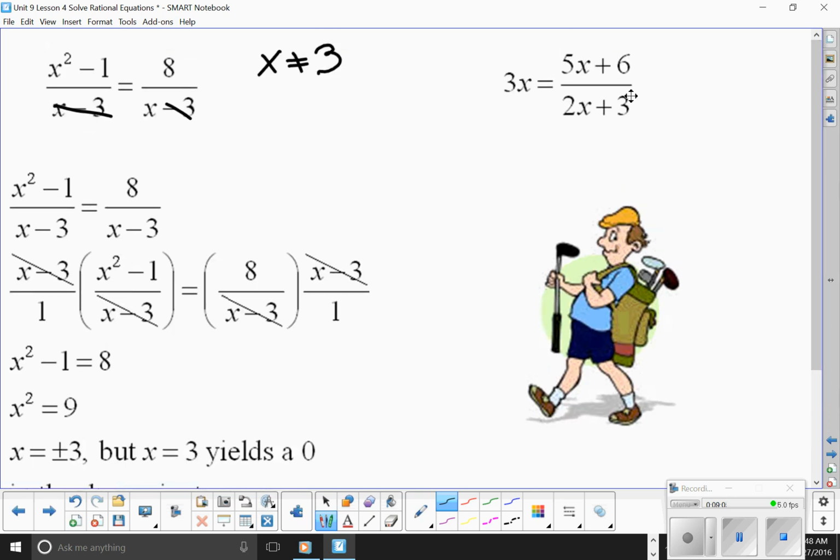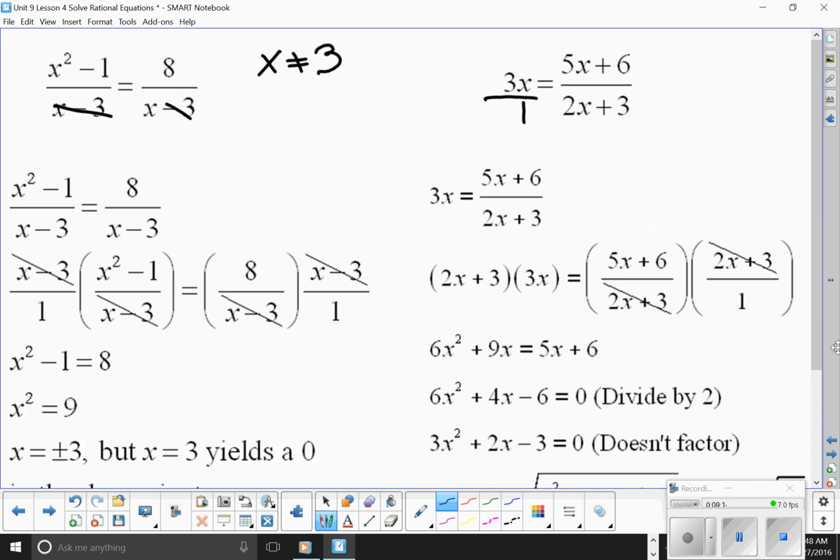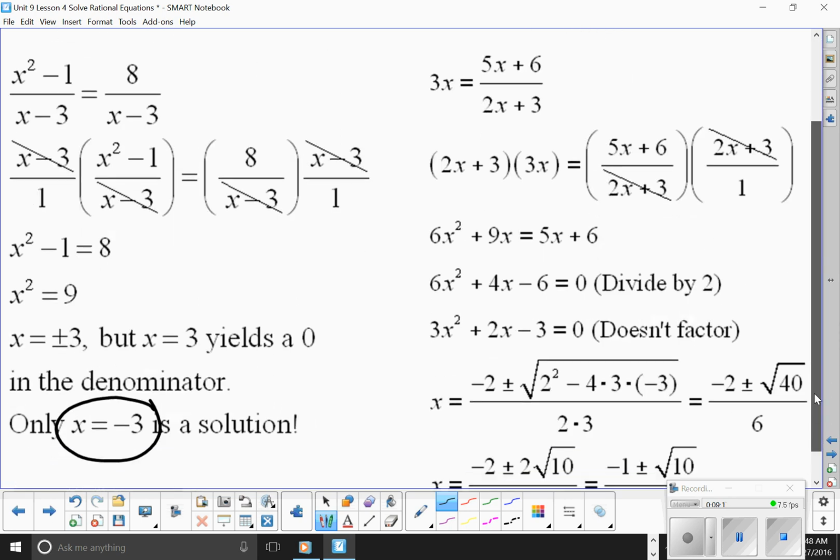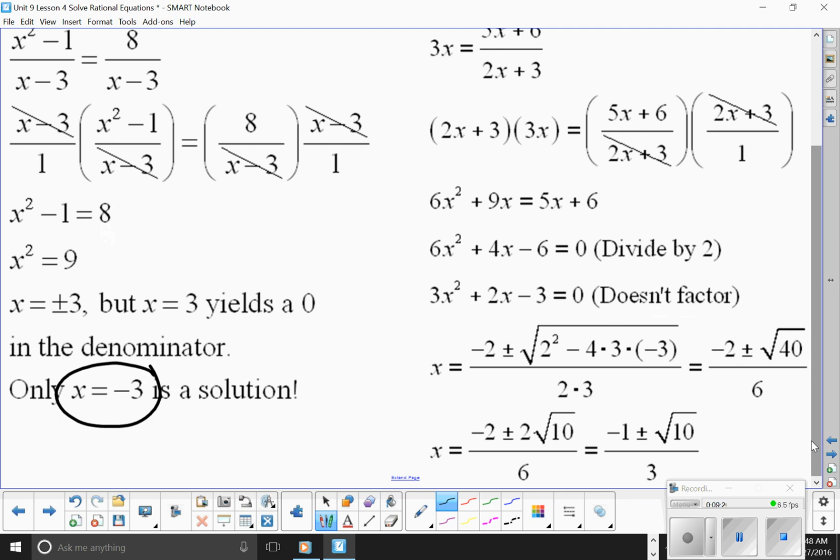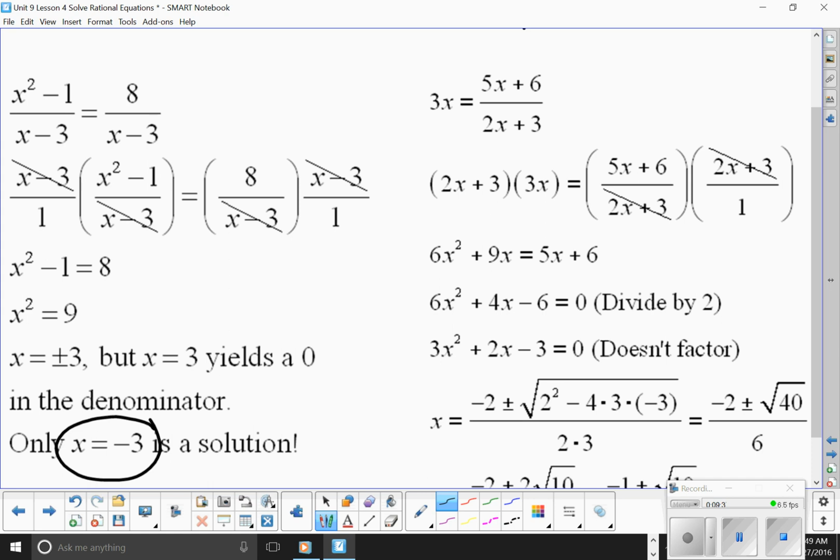Over here, I can just multiply both sides by the 2x plus 3, which is the same thing as cross multiplying if you think about putting that over a 1. Now, this one gets a little complicated because 3x squared plus 2x minus 3 doesn't factor. Therefore, you have to use the quadratic formula. Now, the nice thing is with the quadratic formula, when I get my final answer, I can be pretty sure that up here where x does not equal negative 3/2, that quadratic formula answer is not negative 3/2. So I'm good.